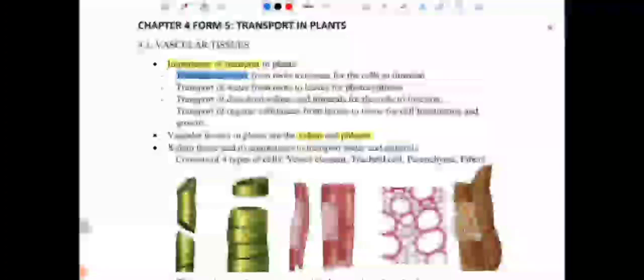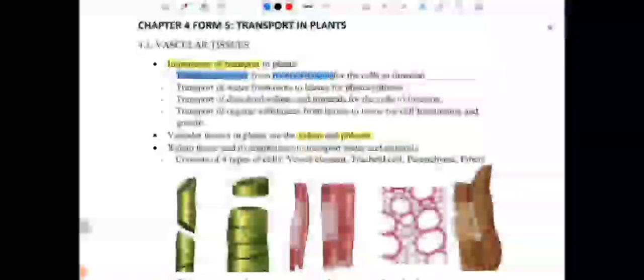Why is it important to have a xylem? Why is it important to have a fluid? There are four that I have listed down. First is to transport water. Water is always transported from the roots to the tissues. Like I said before, the only way for water to enter the plant is through the roots.